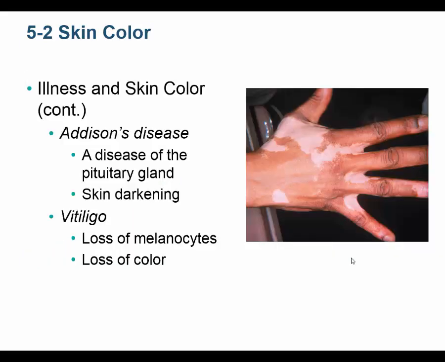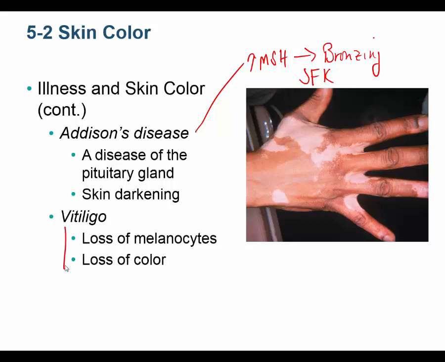We have some disease states that affect our skin coloring. Addison's disease, for example, leads to high melanocyte stimulating hormone, which leads to a bronzing of the skin. And this has nothing to do with sunlight. Your skin bronzes in the absence of sunlight. John F. Kennedy had this disease. That's why his skin was so bronze all the time. He didn't go out and tan, but he had Addison's disease.